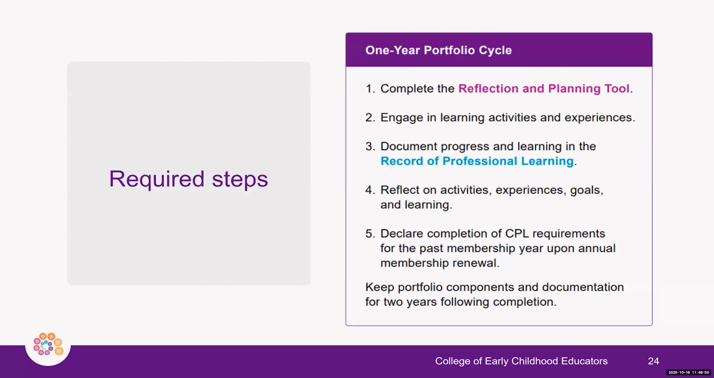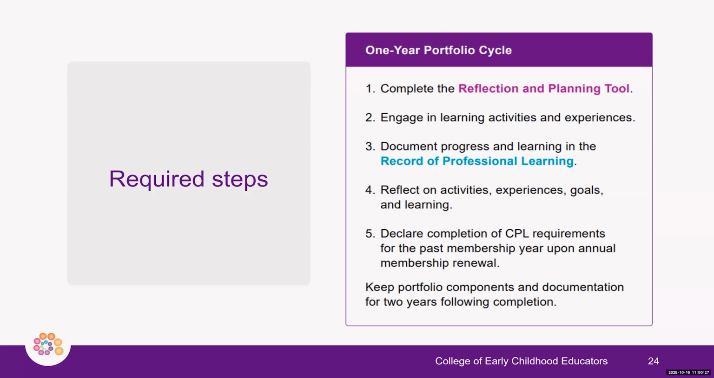So this chart shows the required steps and recommended monthly timelines for the 1-year CPL portfolio cycle. This is simply suggested to ensure members complete their CPL portfolio prior to their specific renewal date. In the first month or two, we suggest completing the first section of your CPL portfolio, which is your reflection and planning tool. In the next 3 to 10 months, so the good middle chunk of your membership year, you'll be partaking in your learning activities and document your learning activities within your record of professional learning.